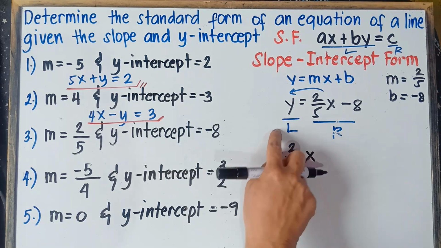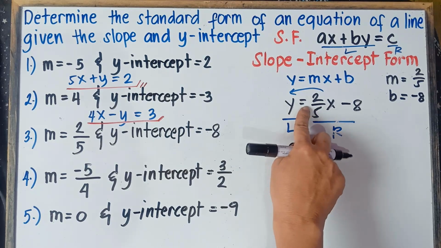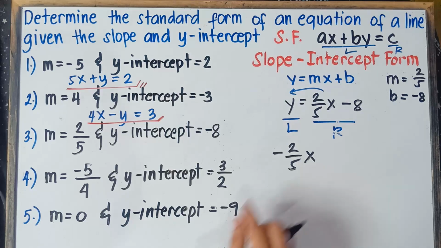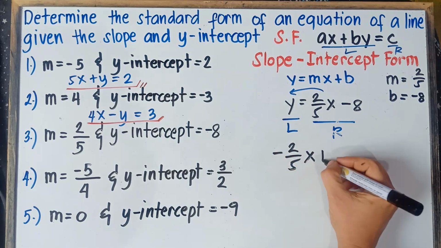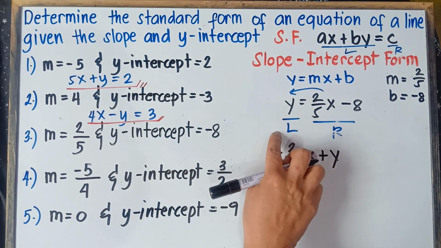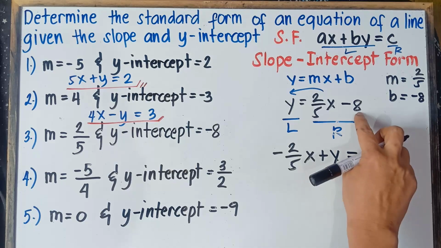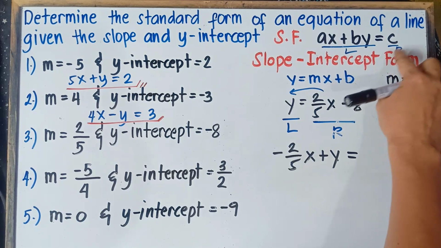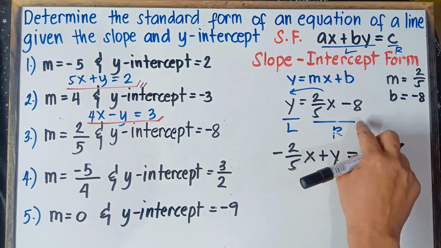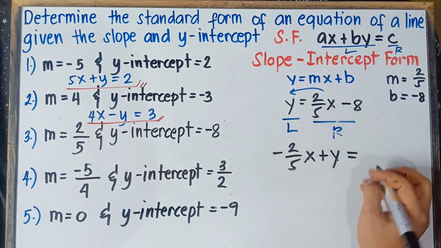And then y is still on the left side of the equal sign. So do not transpose y, simply copy y. Do not change the sign because y is still on the left side. So simply copy positive y, copy the equal sign. And then for the constant, negative 8 is on the right side of this equal sign. Simply copy negative 8.